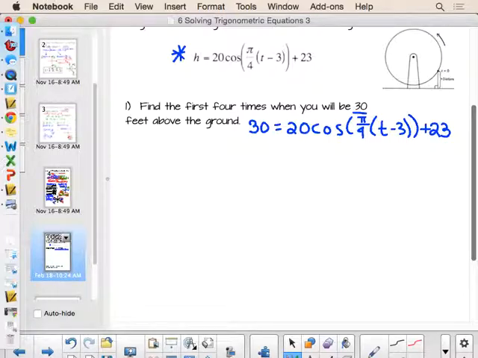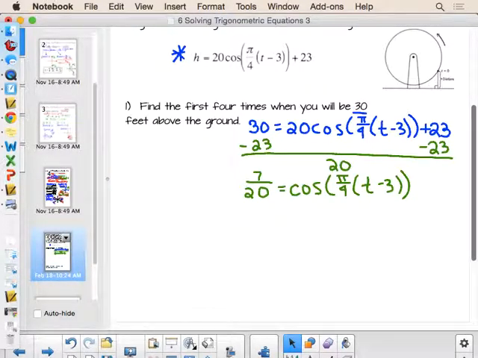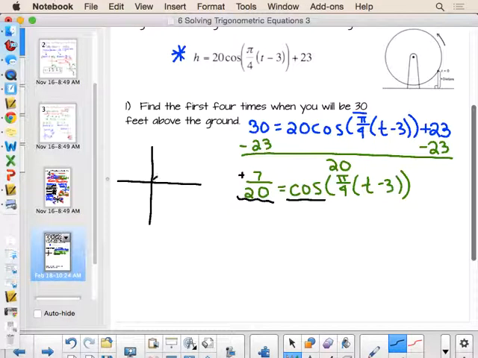Per usual, we're still trying to isolate our trigonometric function. So we're going to subtract 23 from both sides, and then we're going to divide by the coefficient of 20. Okay? So then we have cosine of the quantity, pi over 4, t minus 3, equals 30 minus 23 divided by 20, getting me 7/20. Okay? All right, so note, we have an expression that's cosine. It's equal to positive. So things I'm thinking about, cosine is positive in the first quadrant and the fourth quadrant.